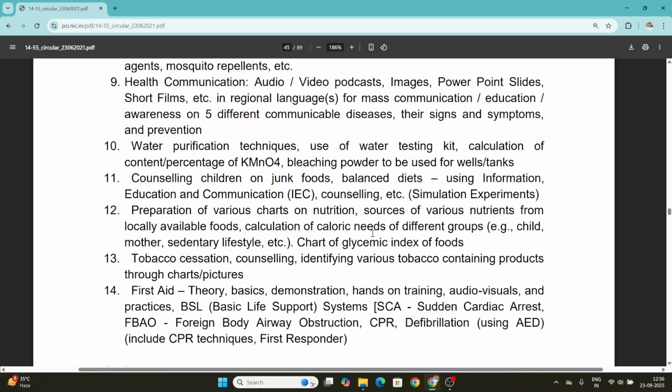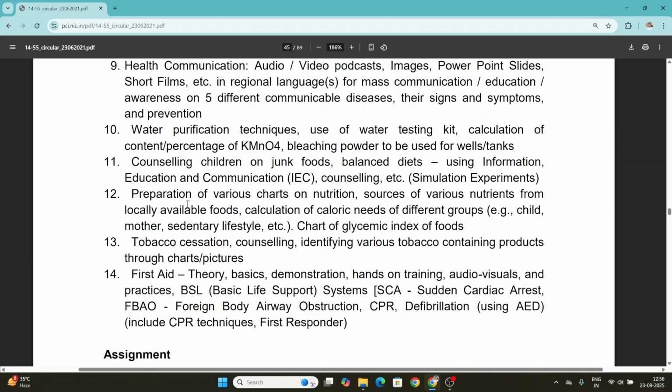Simulation experiments. 12. Preparation of various charts on nutrition, sources of various nutrients from locally available foods, calculation of caloric needs of different groups. Example: child, mother, sedentary lifestyle, etc. Chart of glycemic index of food. Tobacco cessation counseling, identification of various tobacco containing products through the chart products.